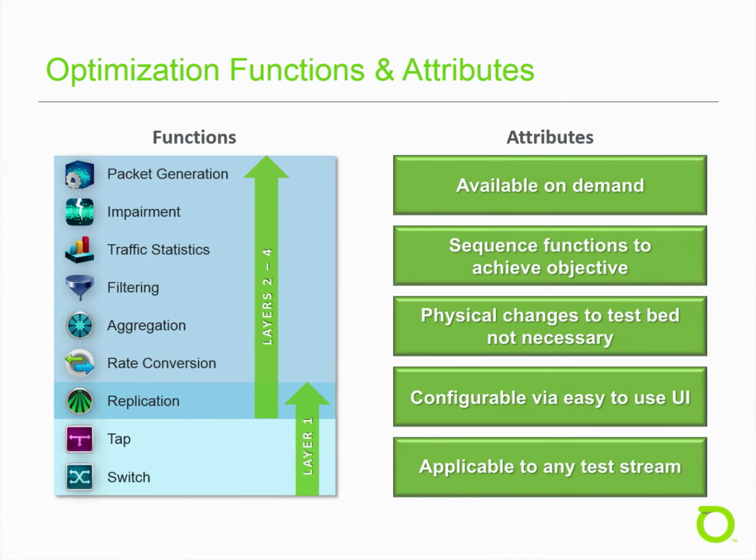Supplying higher-level functions along with Layer 1 switching simplifies the test configuration and reduces variability in test execution. These functions can be applied to any test stream and without the need to physically access the lab. Let's take a closer look at some of the functions.